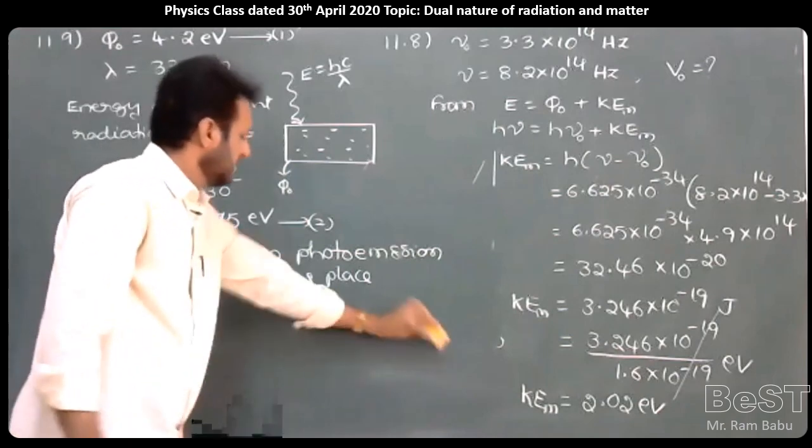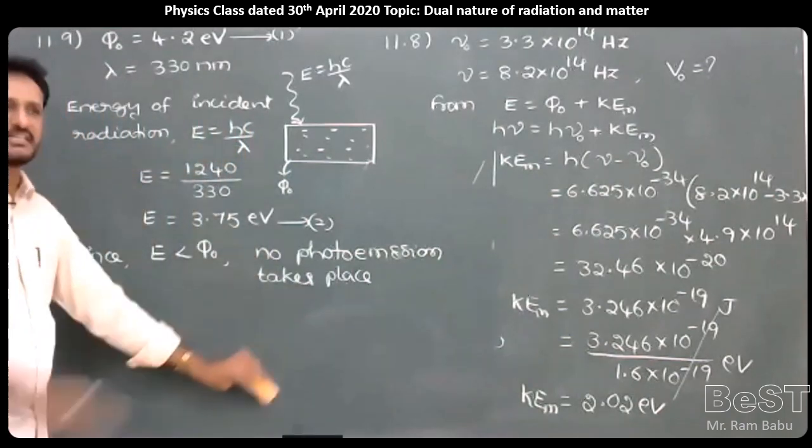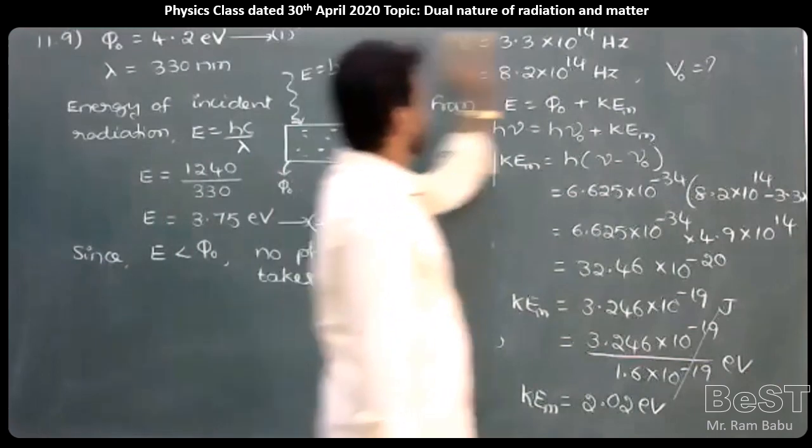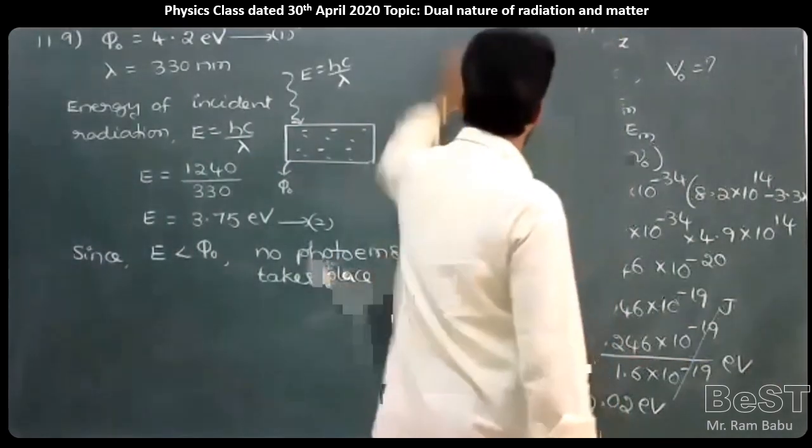So it is a simple question only. Generally a 5 marks question may not be a yes or no type question. Whether electrons are emitted from the metal or not, we have to identify.